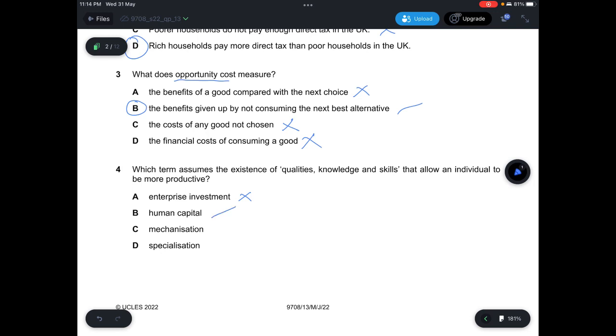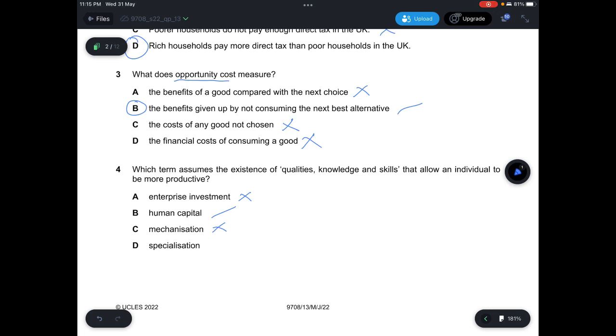And C says mechanization and specialization. Now, knowledge and skills is mostly what humans have. Basically, that's what all humans should have to be more productive. So it has to be human capital. Your labor force must be skillful, and they have to have high productivity, and so on and so forth. So the term that correlates with the existence of qualities, knowledge, and skills would be human capital.